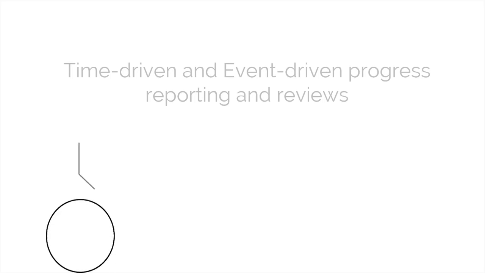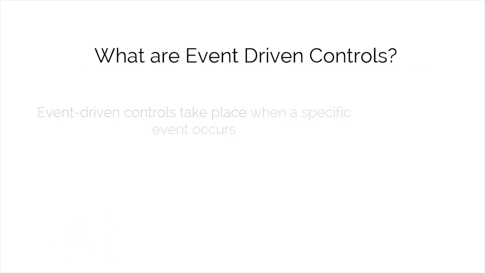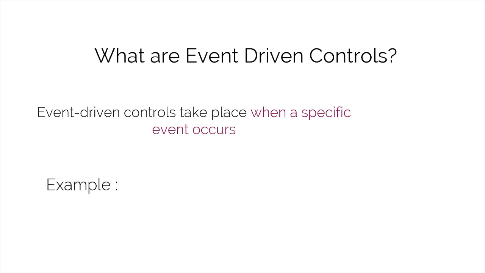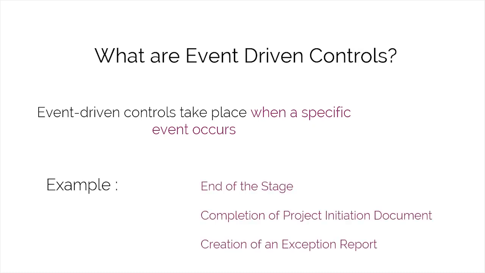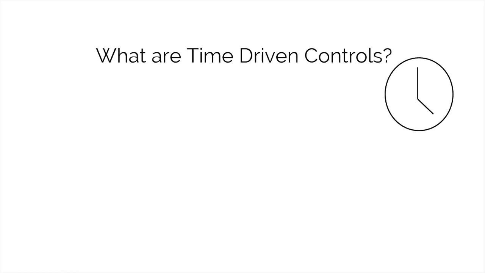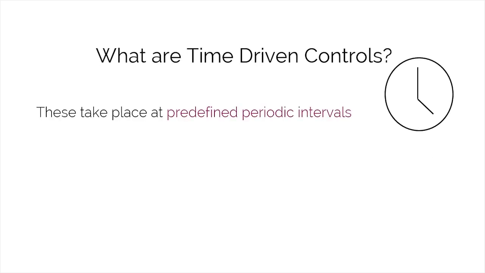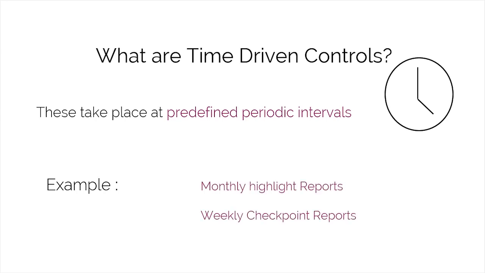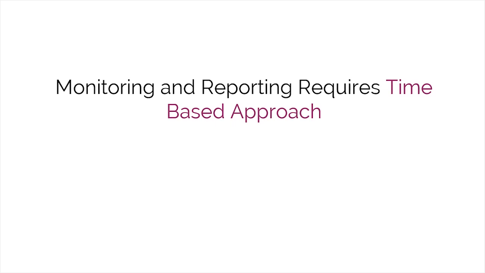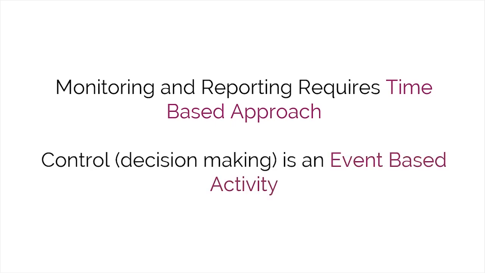We'll begin with event-driven controls. What are they? Event-driven controls take place when specific events occur. Examples include the end of stage, the completion of the project initiation documentation, and the creation of an exception report. The second type is time-driven controls. These take place at predefined periodic intervals, for example, monthly highlight reports or weekly checkpoint reports. Note that monitoring and reporting requires a time-based approach, whereas control is an event-based activity.